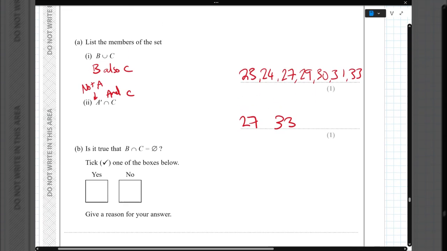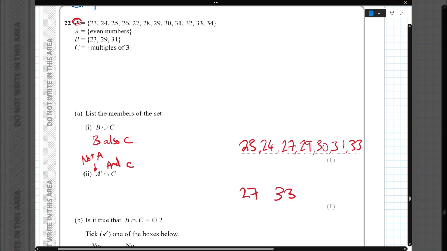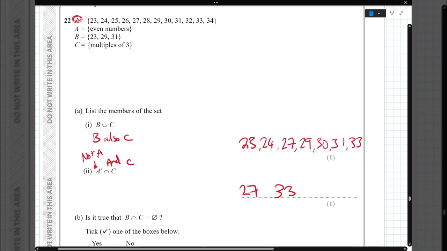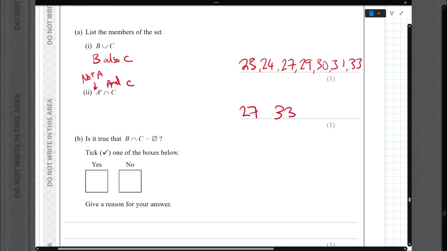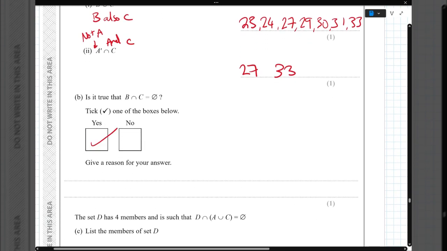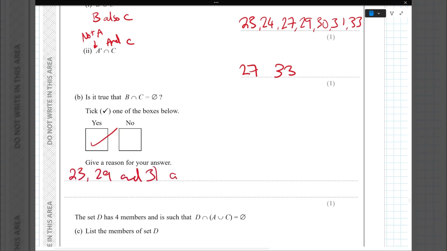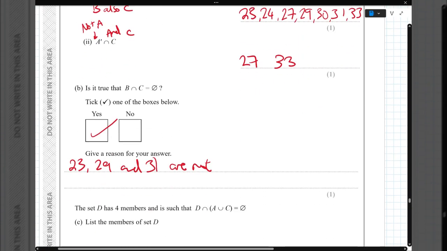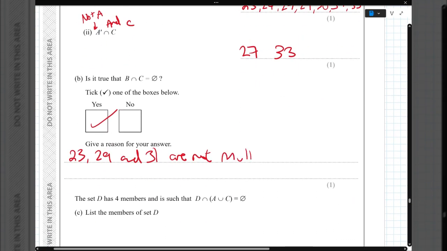Okay, is this true? B intersection C is equal to 0. So none of the numbers in B are multiples of 3. So it's correct. Tick. So 23, 29, and 31 are not. Just want to check that they are the numbers. Yep, good. They are not multiples of 3.